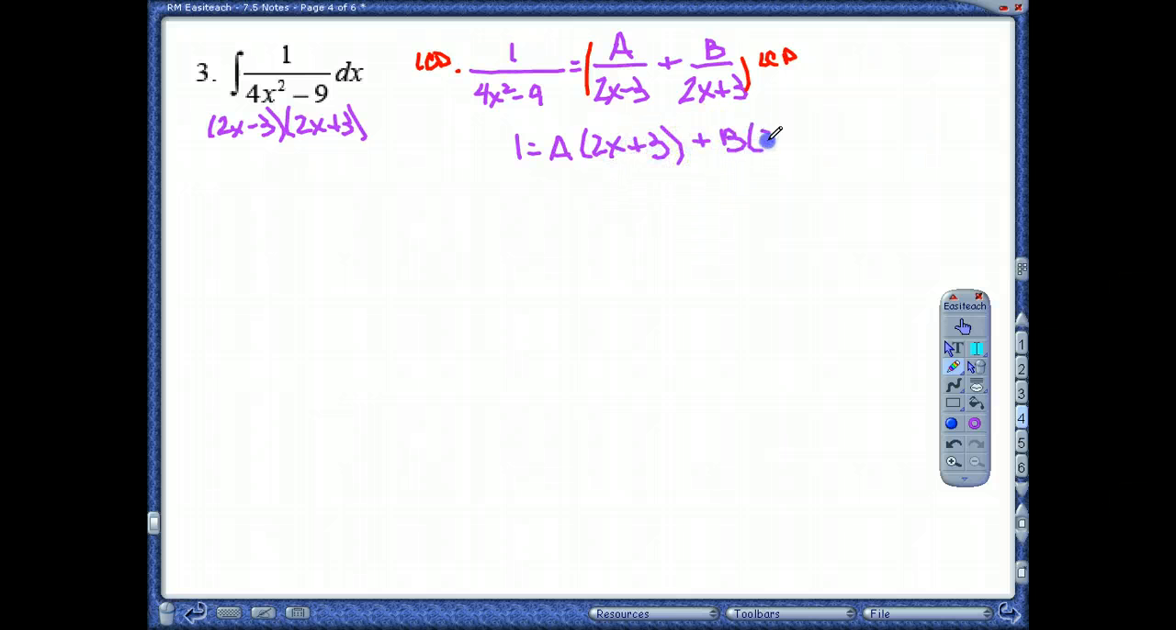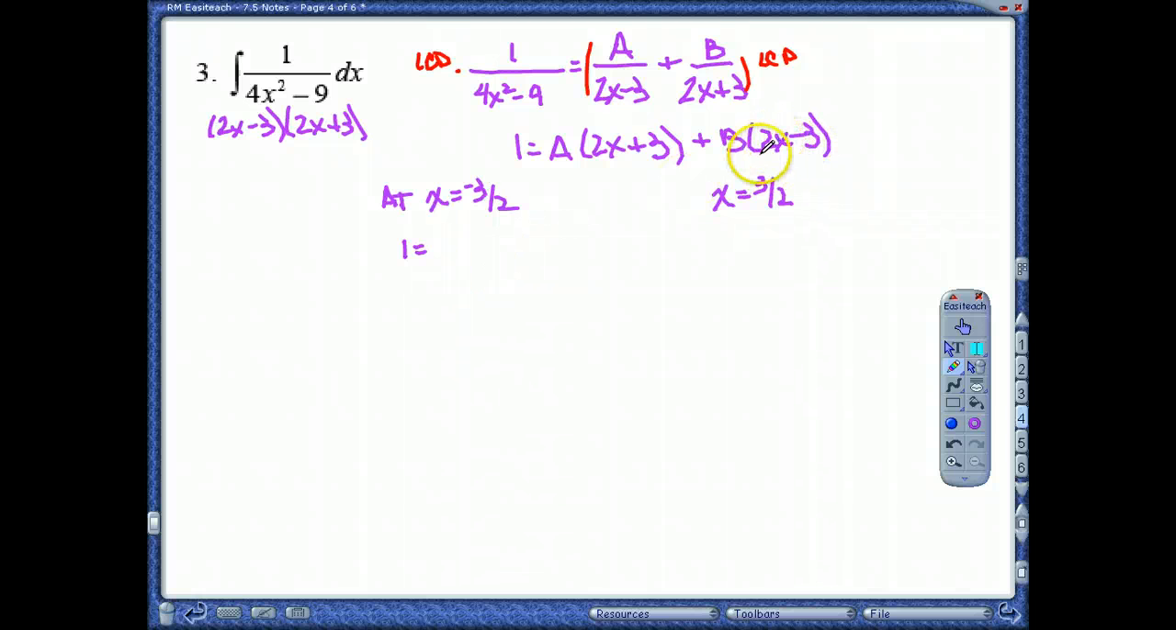And then b times 2x minus 3. So you're thinking about numbers that are going to cancel one of them out. You're going to check at x equals negative 3/2 because that'll knock out your a, and at x equals positive 3/2 because that's going to knock out your b. What's nice about it is you've got a 1 on the left side, so 1 equals, well, negative 3/2 times 2 is negative 3 plus 3 is 0, so the a's gone.